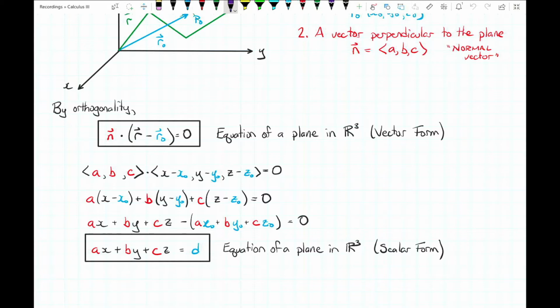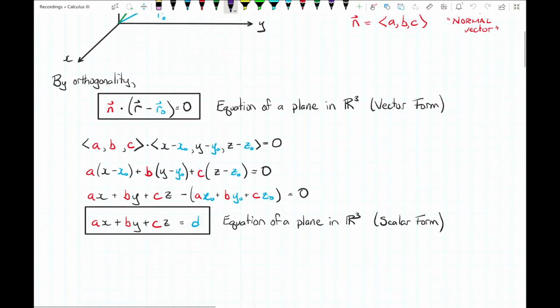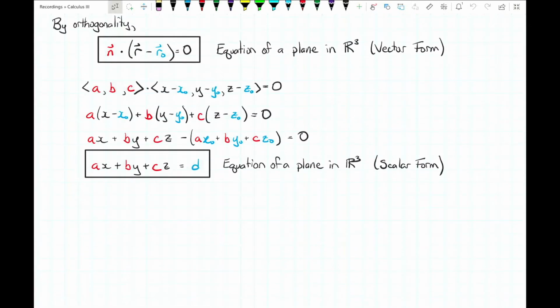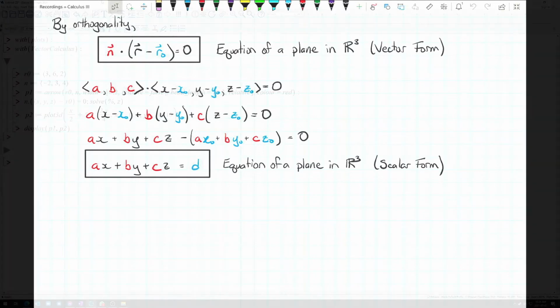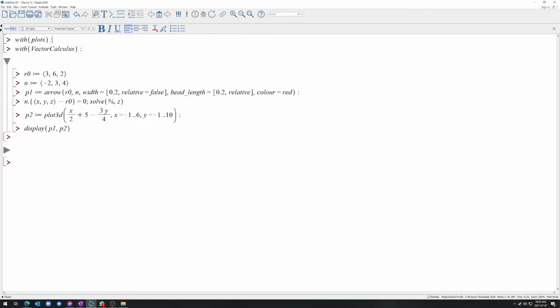All right, well now we know how to take the couple pieces of information we need and come up with the equation of a plane. Let's try visualizing this over in Maple. Now here in Maple, I've got the plots and vector calculus packages loaded up. And first of all, let's suppose we've got a point 3, 6, 2. I'm going to define the position vector for that point, r0. And that's going to be useful, as you'll see in a moment. We've also got, let's say, a normal vector, -2, 3, 4. With those 2 pieces of information, we should have a unique plane.